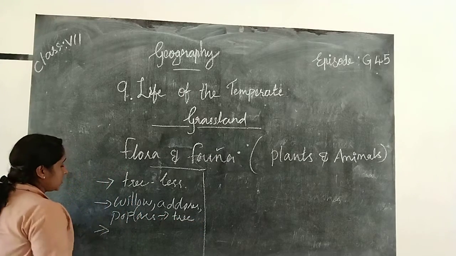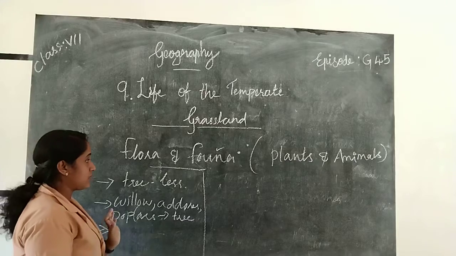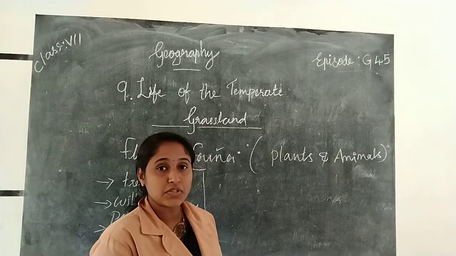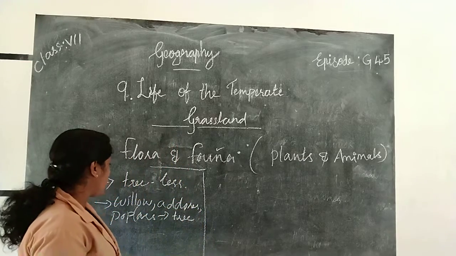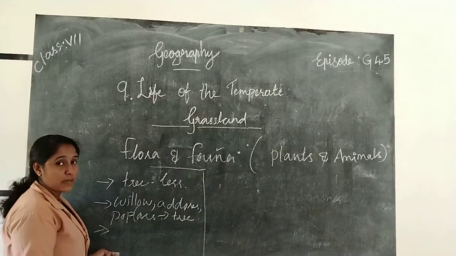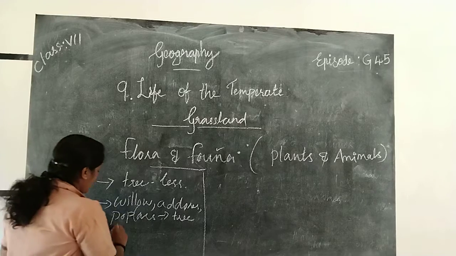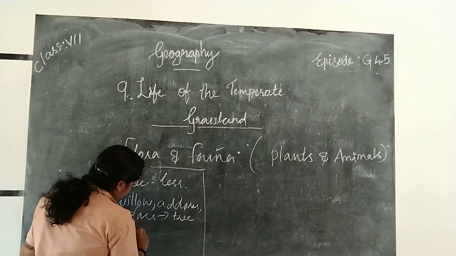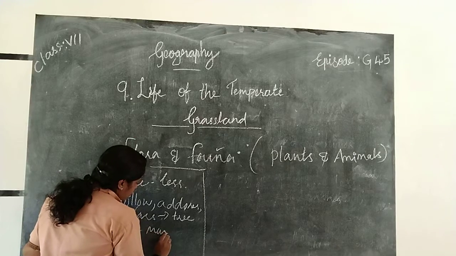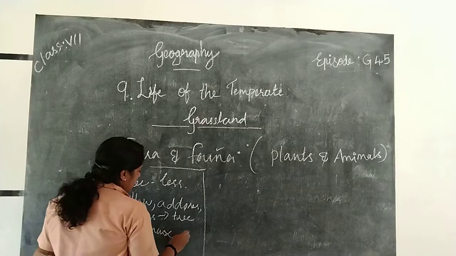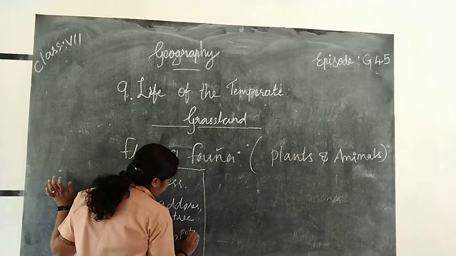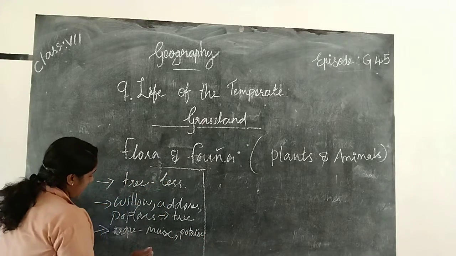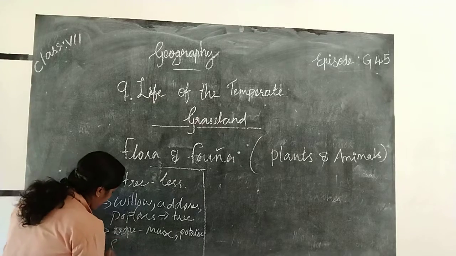Because of the rainfall, people receive almost 50 centimeters of rainfall in this region. Because of that, it is suitable for farming. People cultivate crops like maize, potatoes, and soybean.